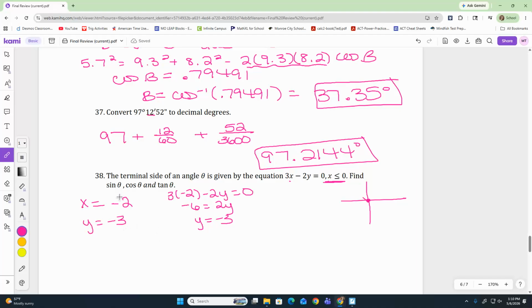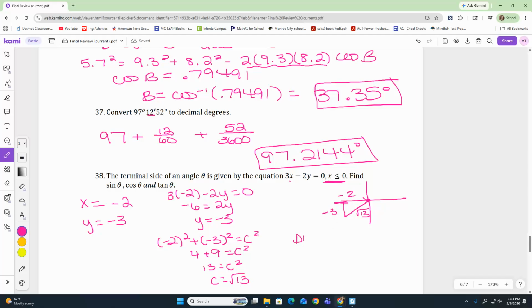Now, you might have different points than this. That's okay. We know the trig functions are the same for similar triangles, right? So that's all that you did differently. So you could have found r here. If you're more familiar with SOHCAHTOA, my x is negative 2, my y is negative 3. How do I find this other side? That side is the square root of 13.